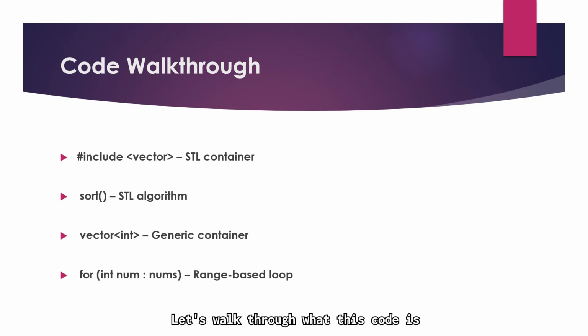Let's walk through what this code is doing. #include <vector> brings in the vector container class. sort(nums.begin(), nums.end()) sorts the vector using iterators, a key STL concept. We use a vector<int> to store our data and a range-based for loop to print each element. This is both readable and efficient. You will use this style often throughout the course.